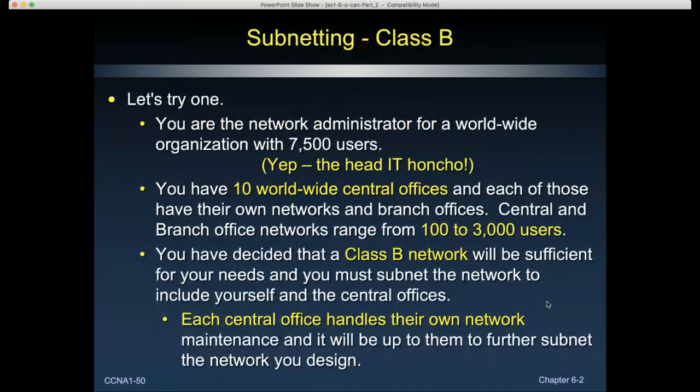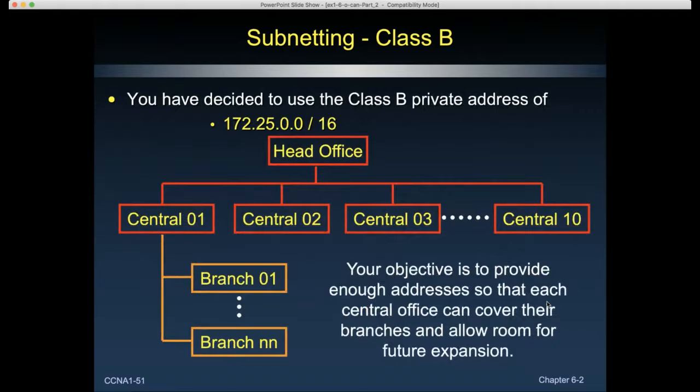So let's say you have a Class B network, and you have 7,500 users. There are 10 worldwide central offices. Some of the offices have 3,000 machines. Some of the offices only have 100 machines. So we got a Class B network from the network authority people, or we got it from the ISP. Each central office will handle their own network, and you just further subnet them for your particular one.